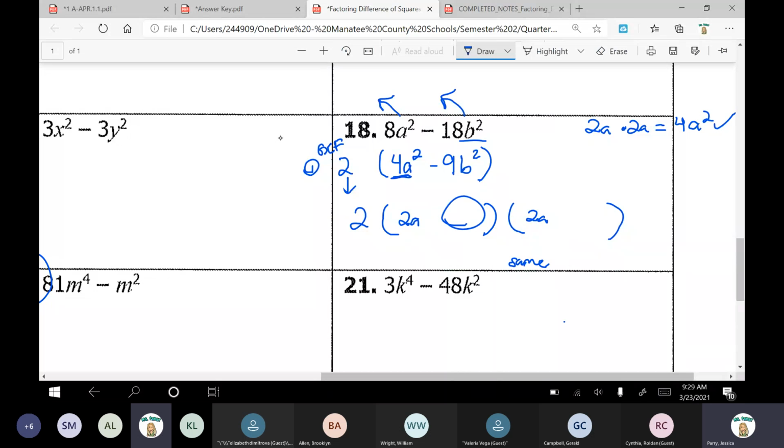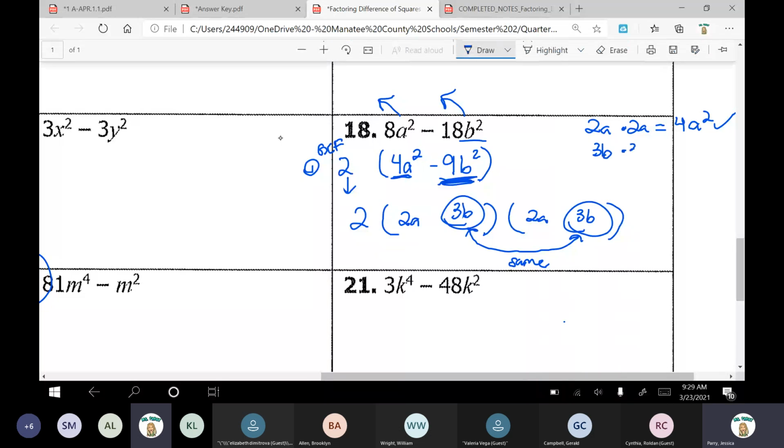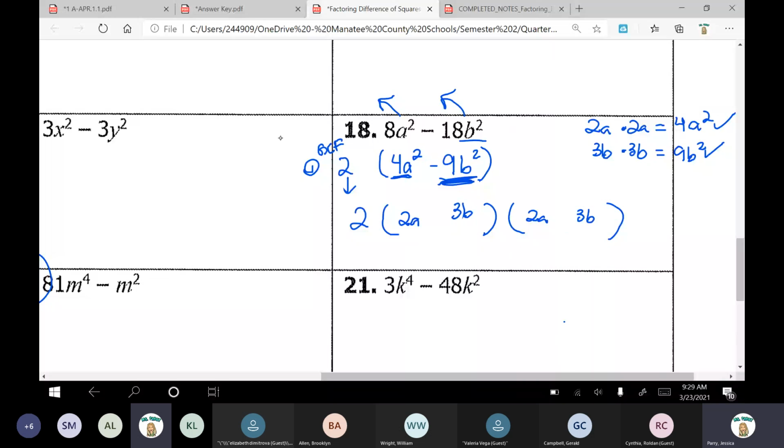Let's try our other one here. We need to see what times what, same thing, is negative 9, or sorry, we'll just look at the number. Don't even worry about the sign right now. 9b squared. 3b times 3b, perfect. 3b, 3b. Let's write it out. 3b times 3b. 3 times 3 is 9. B times b is b squared. There's my 9b squared. It matches. Perfect. Okay, so we pretty much have our answer there, 2a, 3b.